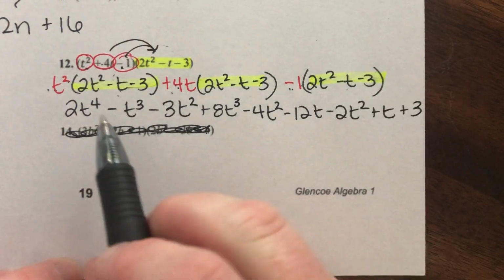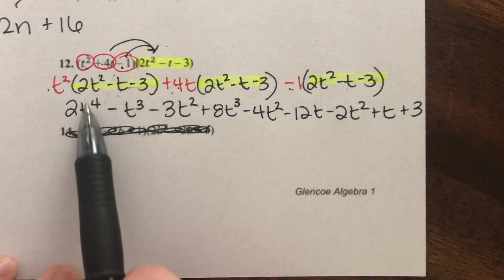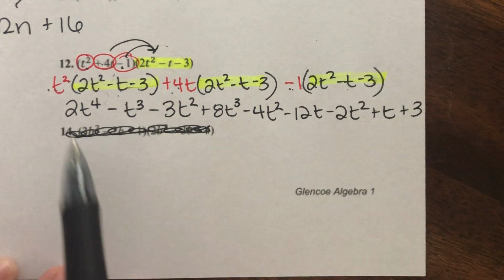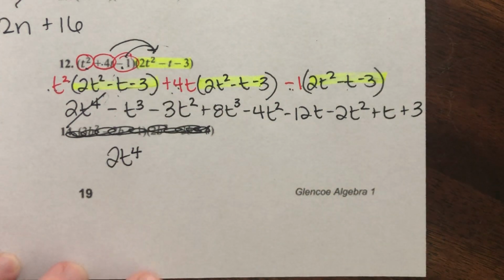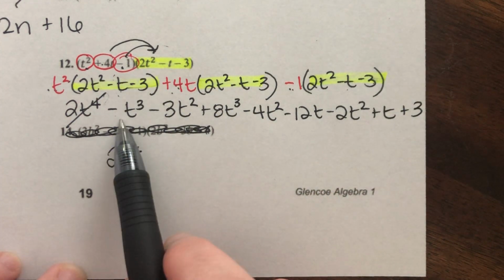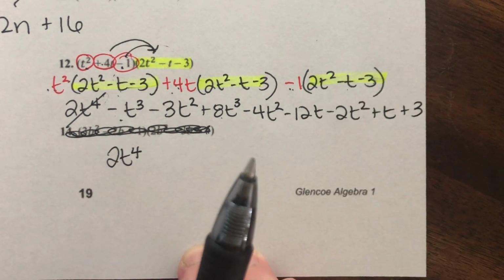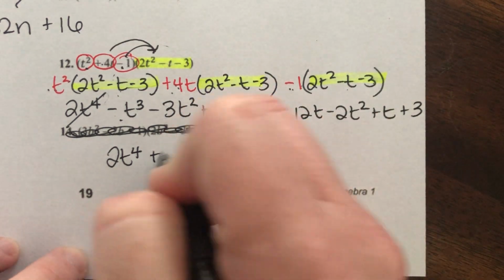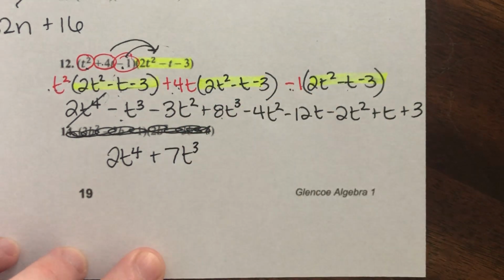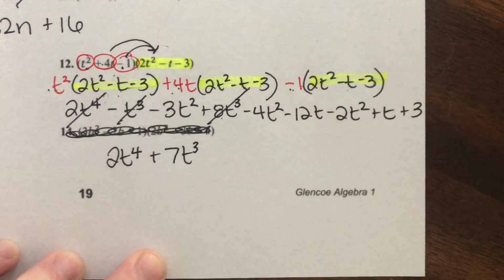All right, so looking at this whole thing, it looks like the biggest exponent I have is 4, and I only have one of those. So 2t to the 4th, done, used it. Then what do I have to the 3rd? I've got negative t to the 3rd, 8t to the 3rd, and that's it. So what's negative 1t plus 8t? Positive 7t. And it's t to the 3rd, not just t. So I use this and I use this.